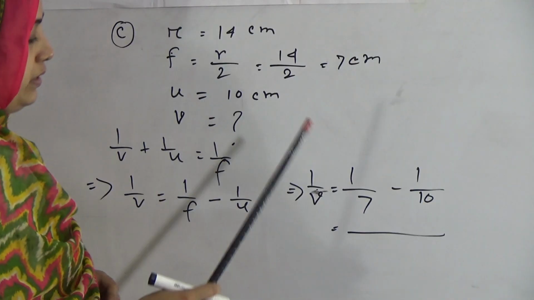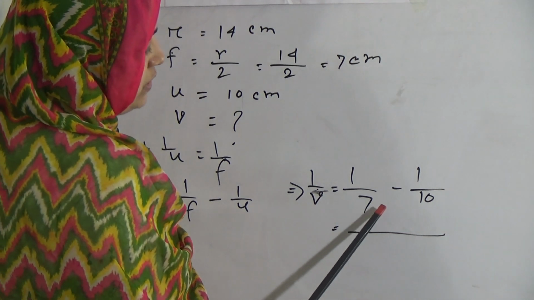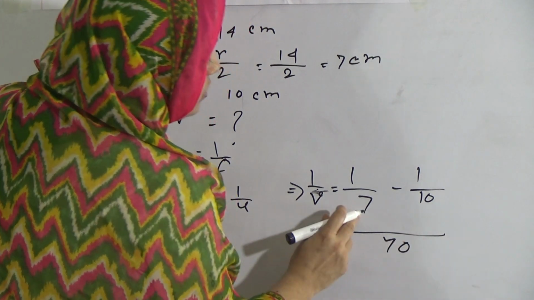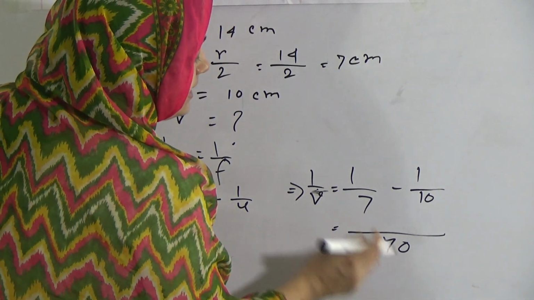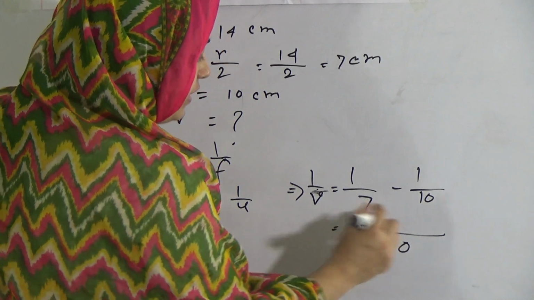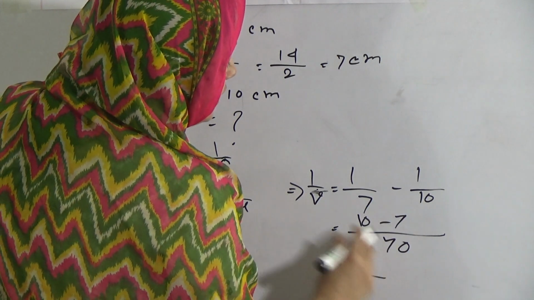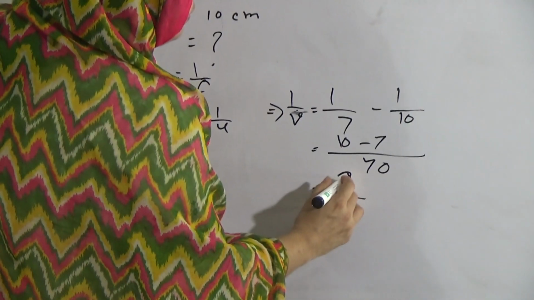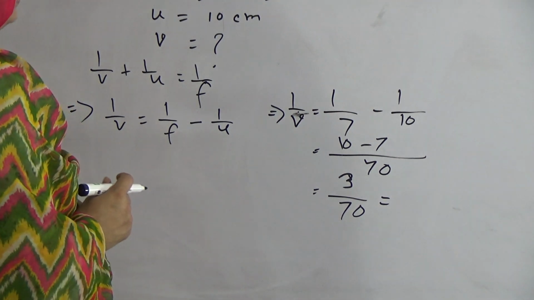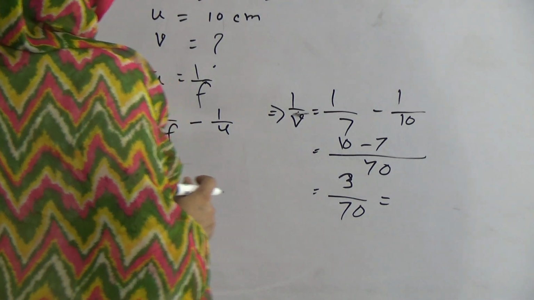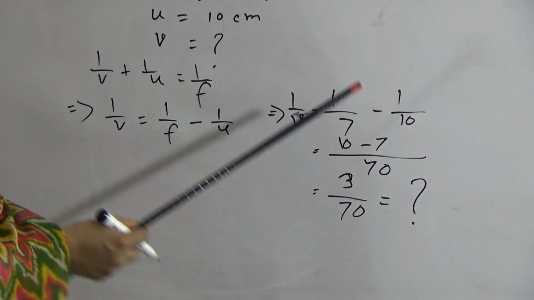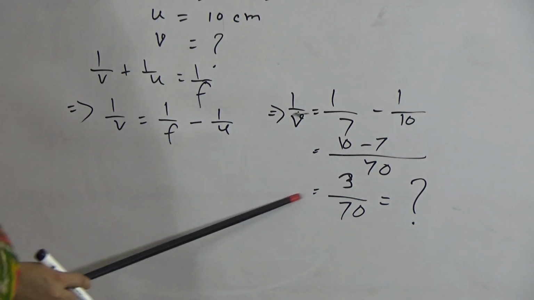So we have to take the LCM of 7 and 10. So it will be 70. So 70 divided by 7 means 10, 10 into 1 means 10, minus 70 divided by 10 means 7. So 10 minus 7 means 3 over 70. So 3 divided by 70 means how much? My dear students, you will solve this mathematical problem on your own.